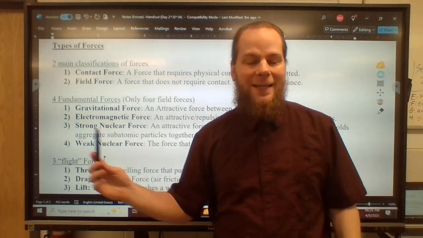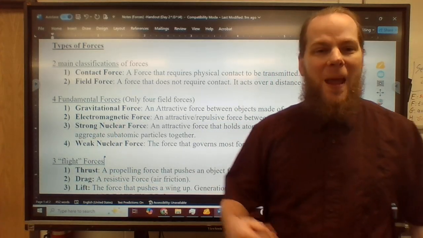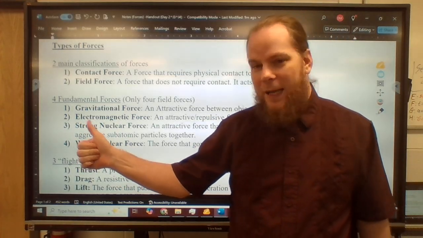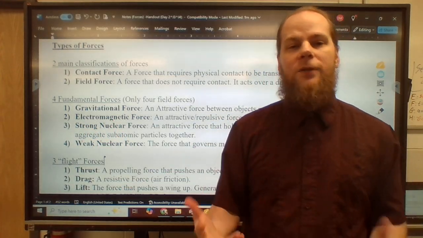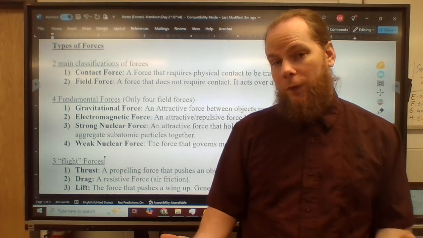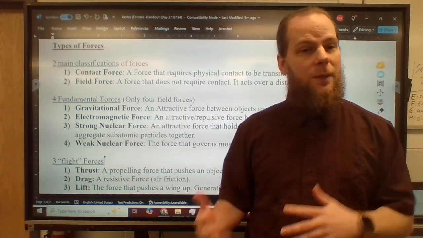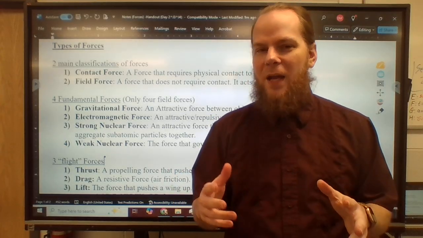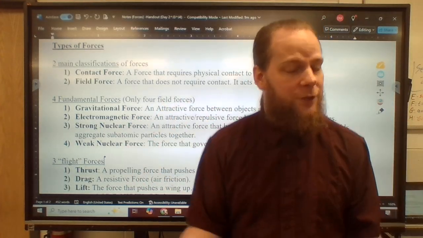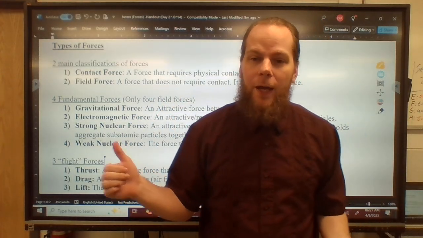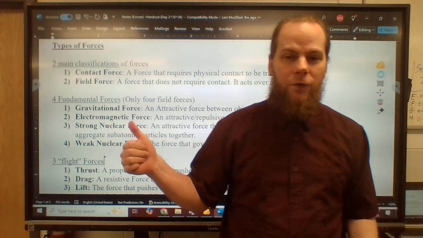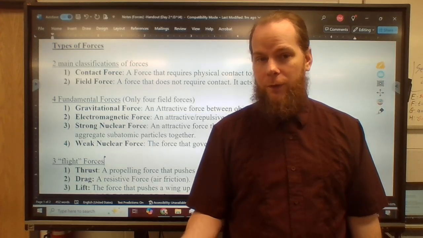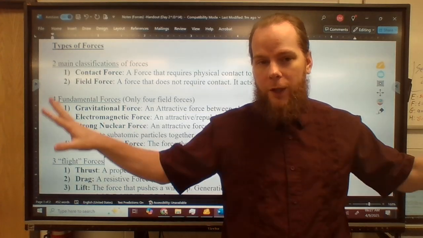The electromagnetic force is one that you may have heard of before. It's kind of in the name: electricity and magnetism. Electricity and magnetism are the same force. We talk about them separately, but they really are the same thing. They just interact in different ways depending on the specific situation they happen to be in. Now, unlike the gravitational force, the electromagnetic force can be attractive or repulsive. So it can pull things together or it can push things apart.